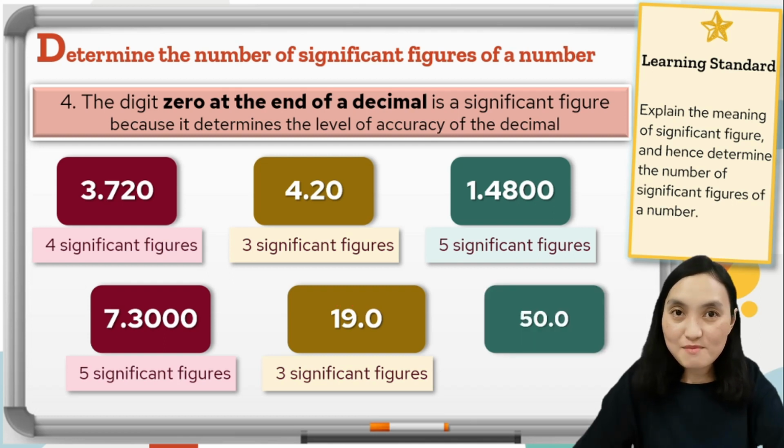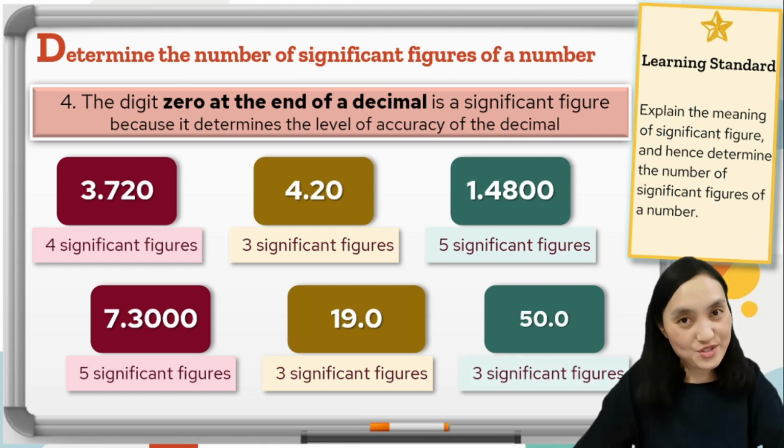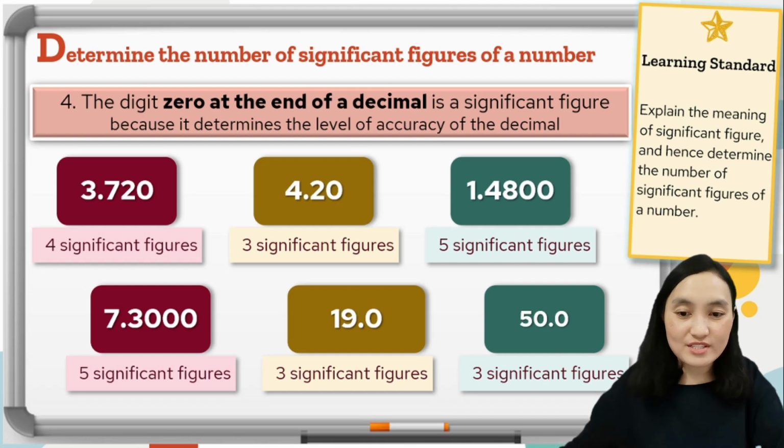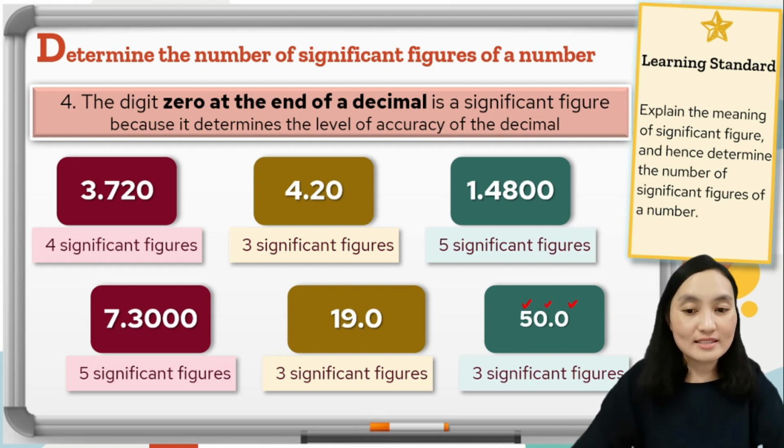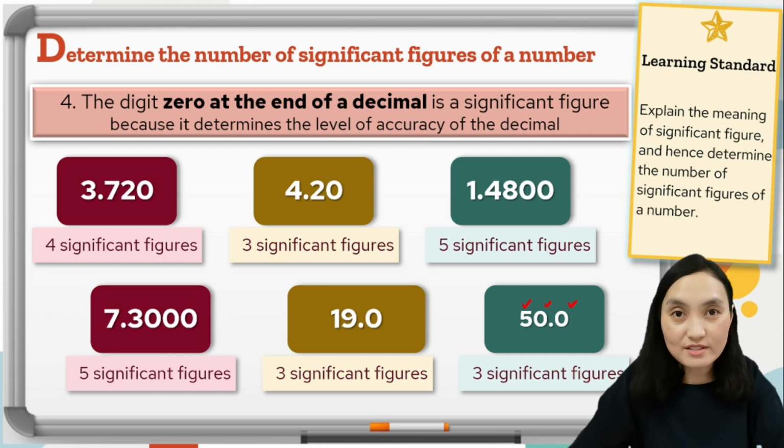50.0. How many significant figures are here? Yes, it is 3 significant figures because 5 and these 2 zeros are at the end of a decimal. So they are calculated as significant figures. So it is 3 significant figures in 50.0.